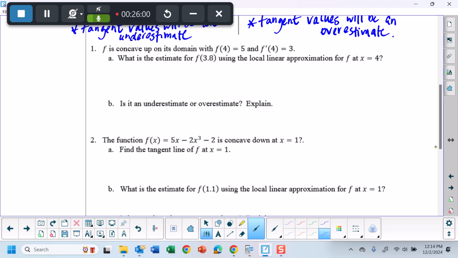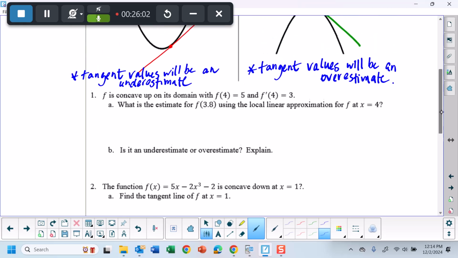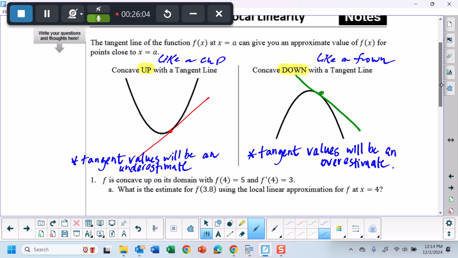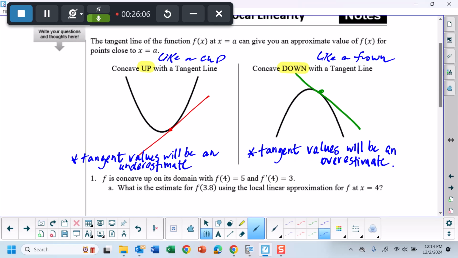Now in this first one that they give us, we have a value of the function, and we need to know that this application of using the derivative, using the tangent line, would be when we don't have that curve and we need to use an estimate to get values.